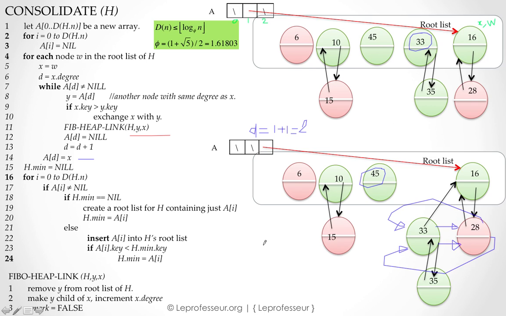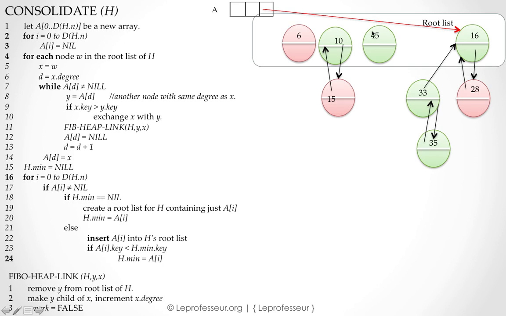Let's move on to the next node, 45. What's going to happen at 45? We are at line number 5. 45's degree is 0. Now we want to check whether A[d], A[0], is nil. Here there is actually nothing, it's nil. So we will link A[0] with 45.